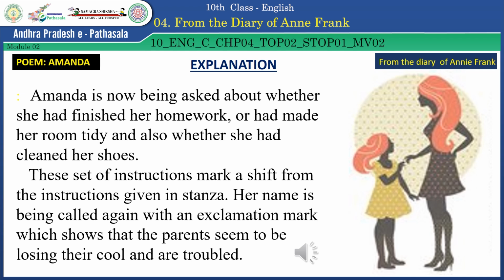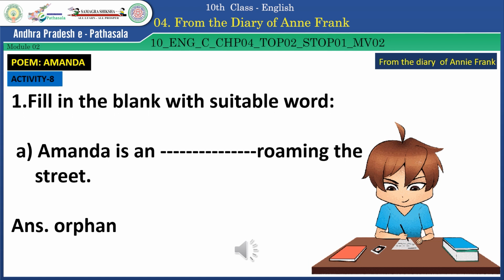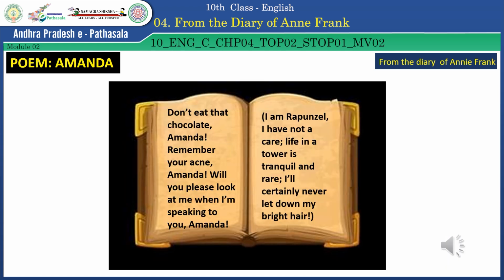Children, to know how far you understand, let's do an activity. Get ready. Children, fill in the blank with suitable word. The sentence is Amanda is an dash roaming the street. Very good. Your answer is correct. Orphan. Well done, children. Let's continue. Children, listen to the third stanza of the poem.